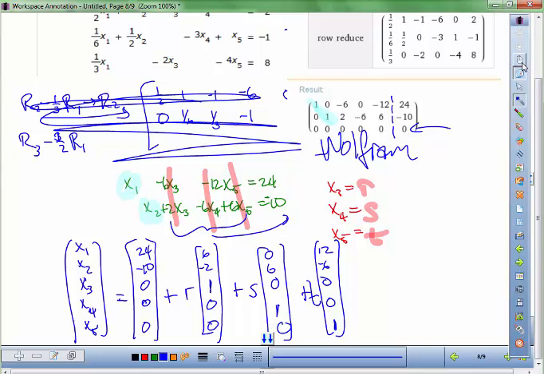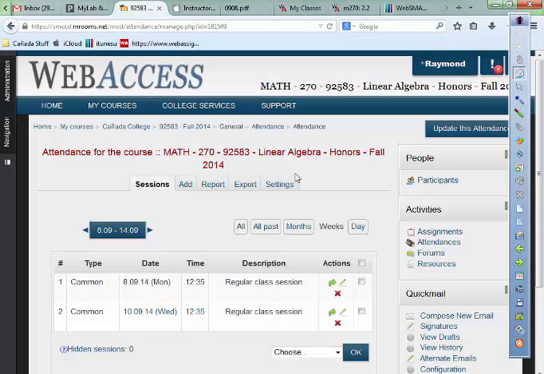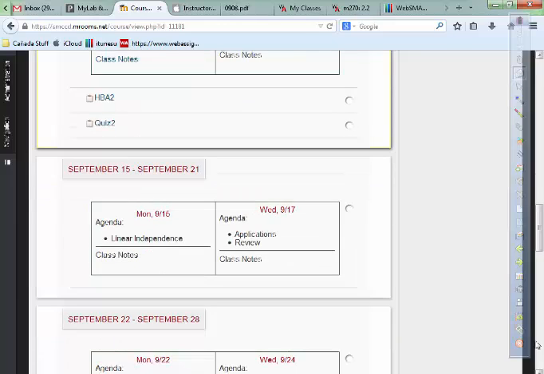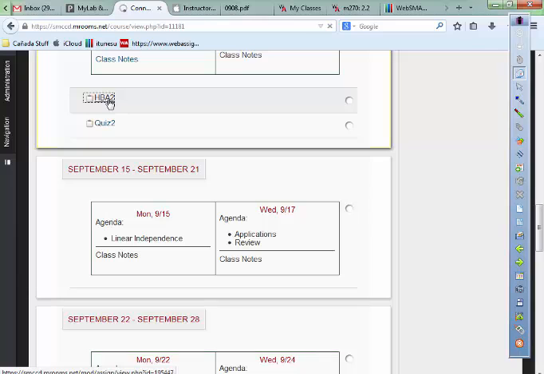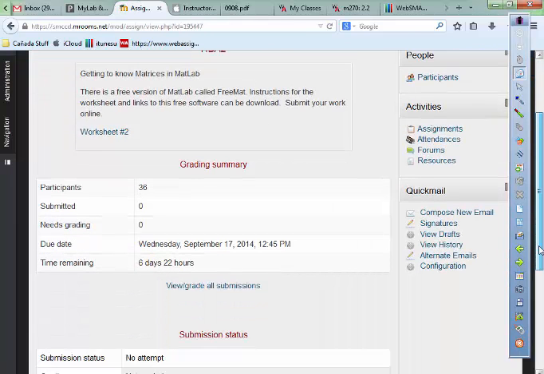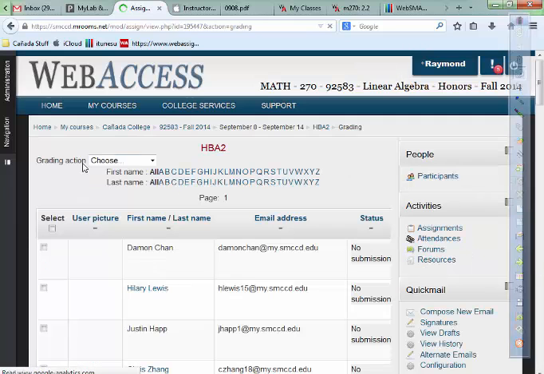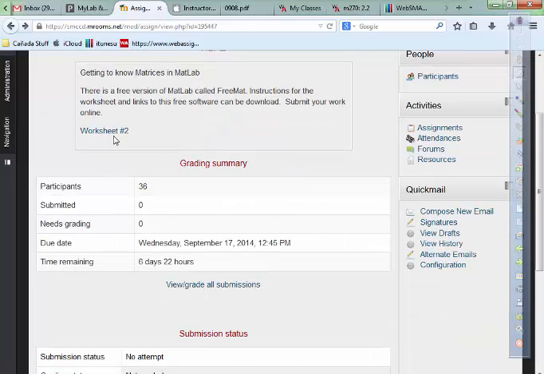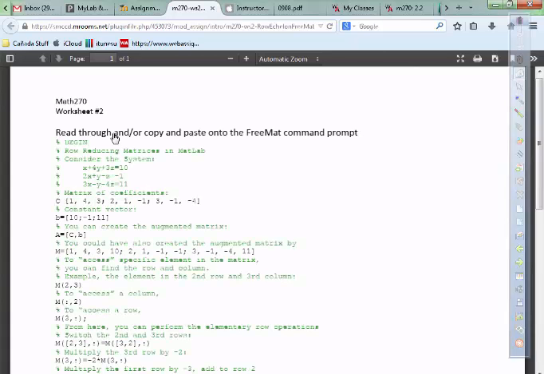Oh, wait a minute. Now that you guys are experts in MATLAB or FreeMat, your worksheet will be going through and setting up matrices and doing some row reduction for the matrices. So you're going to set up a matrix. Yeah, it's right here. So this is your worksheet. A week from today.